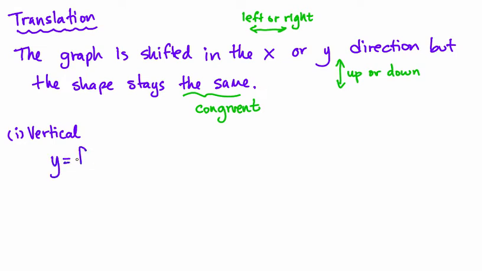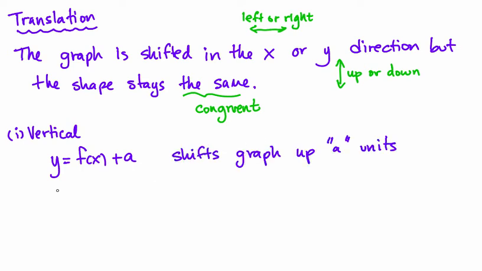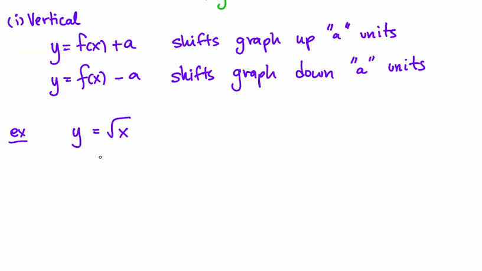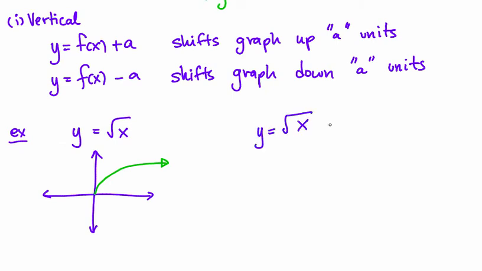If you start off with y equals f of x and you add an a value, it shifts the graph up, and it shifts it up a units. If you have your same function, but the a value is negative, then it shifts the graph down a units. So let's take a look at an example of this. If you start with y equals the square root of x, and the graph looks like this, and we explore what the function y equals the square root of x plus 1 looks like, well, that plus 1 is a shift up 1. So the entire green graph gets moved up 1, and therefore looks like this.